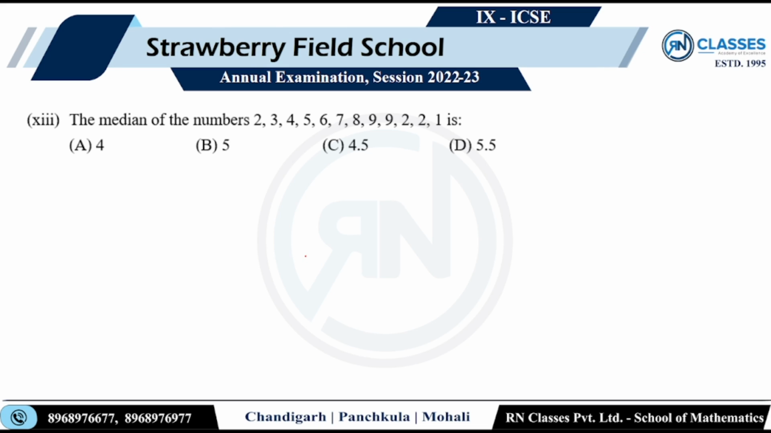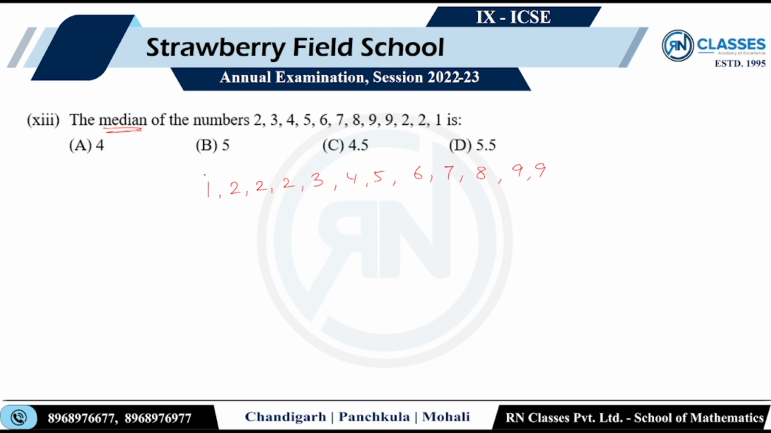Next, the median of the numbers. Okay, यार मीडियन निकालने के लिए I need the middle number, right? So सबसे पहले मैं क्या करूंगा? I have to put them in ascending order. So ascending order में 1 2 2 2 3 4 5 6 7 8 and 2 9s, right?